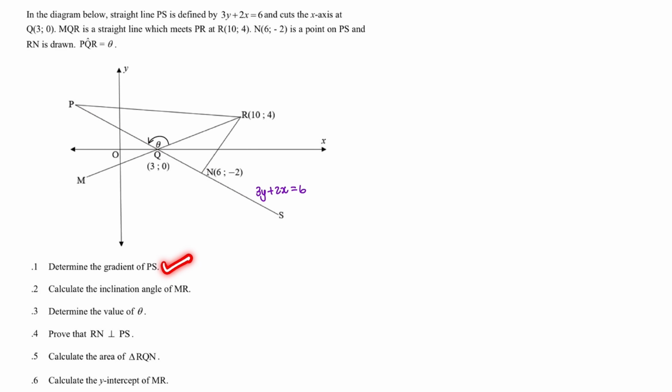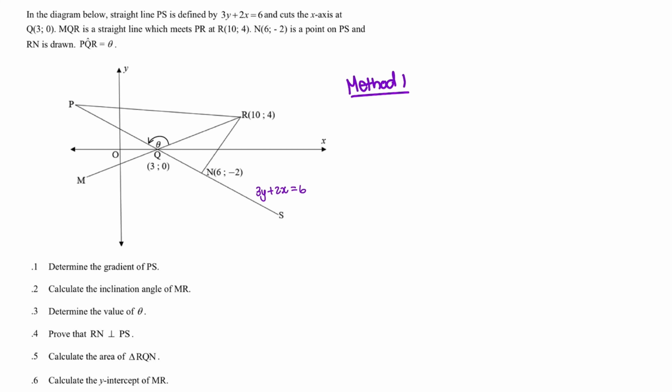Our first question is to determine the gradient of the line PS. So we have two possible methods. The first way, and the most commonly practiced way, is to use the gradient formula. But we don't have the points P and S. What we do have is two other points on the line PS in the form of Q and N. So if we can find the gradient of QN, we will have the gradient of PS. And the second method would be to rewrite the equation of the line PS in the form of y = mx + c.